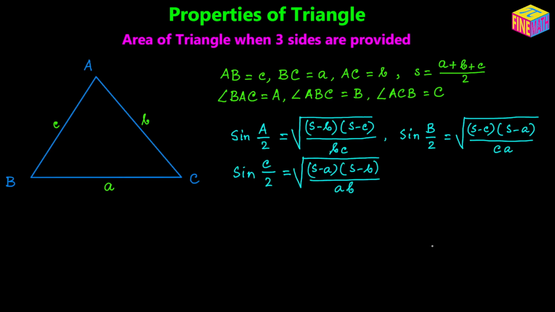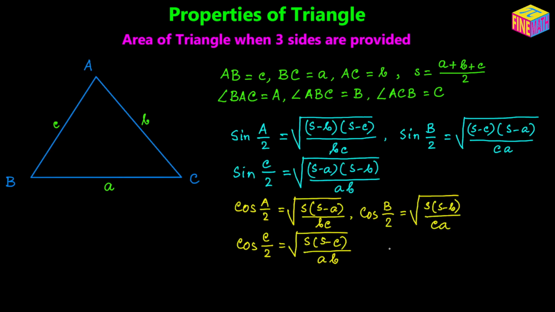And similarly the half angle formulae for the cosine ratio would be like this. Cosine of A/2 will be equal to the square root of s(s−a)/(bc), and cosine of B/2 will be equal to the square root of s(s−b)/(ca), and cosine of C/2 will be equal to the square root of s(s−c)/(ab). In the first video for the area of triangle, we have seen that the area can be expressed as half times ab times sine of C.